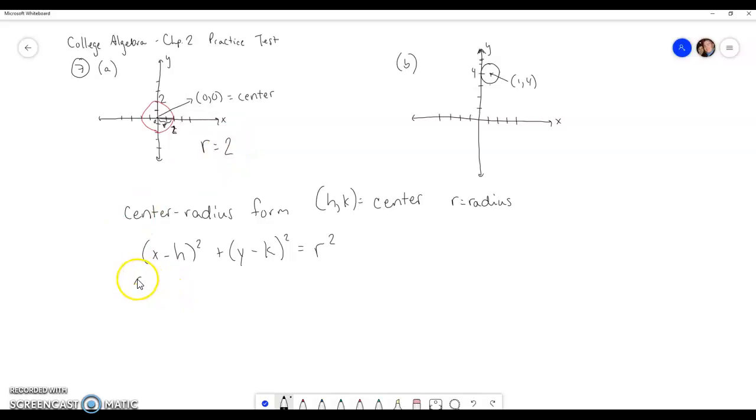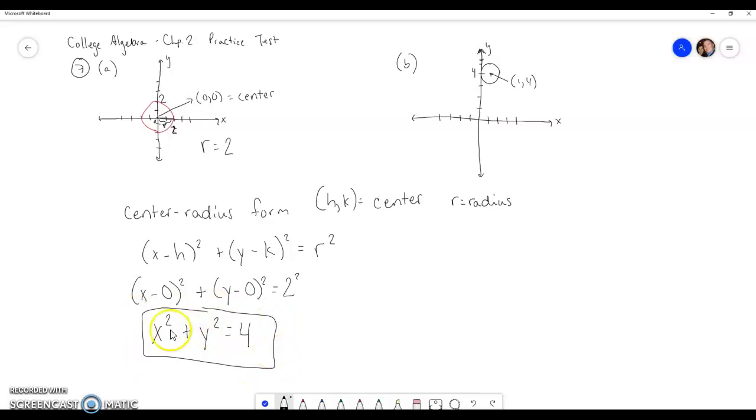So I have (x minus 0) squared plus (y minus 0) squared is equal to 2 squared. Now I'm just going to simplify. x minus 0 I can just write as x squared plus y squared equals 4, and so that is the equation for that circle.